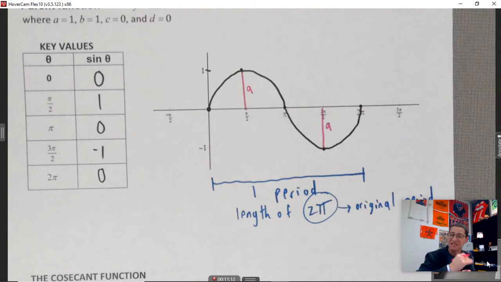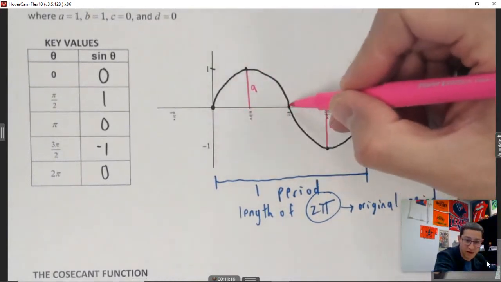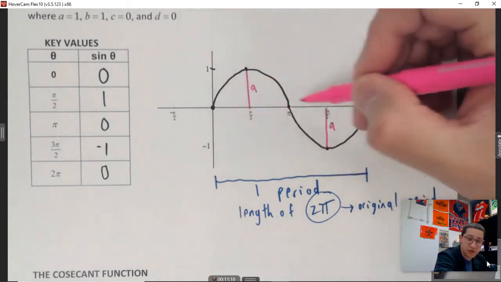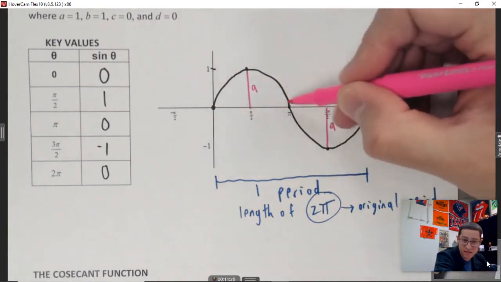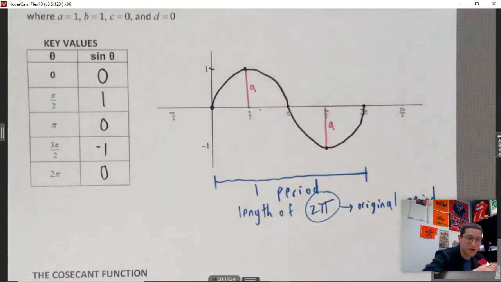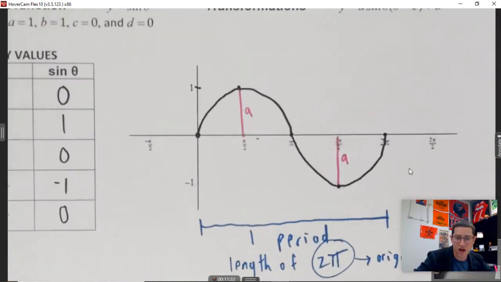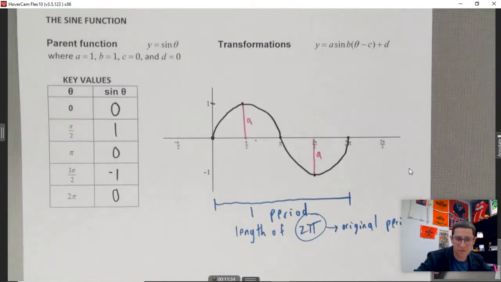It's kind of the distance between the halfway point, where you've got that spot that it repeats, 0, 0, 0. The distance between that 0 all the way up to the top is your amplitude. And that's the parent function for sine. There's not a whole lot more to break down, but one thing I do want to mention is that this repeats.